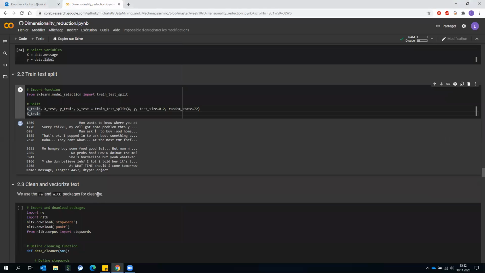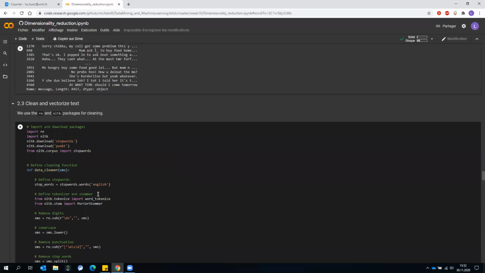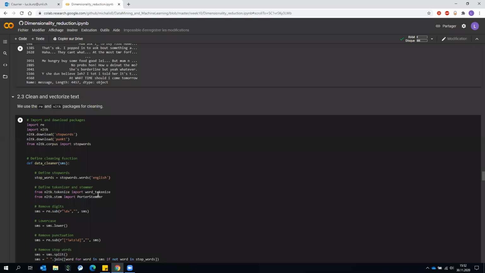Then the next step, of course, because we have text data, is to clean and vectorize it. And in this case, I show you another way, another package to do this. You can try it in your project if you want. Instead of spaCy, we can use NLTK, which is another package to do text cleaning and tokenizing. And you also have the stop words. You can also do stemming.